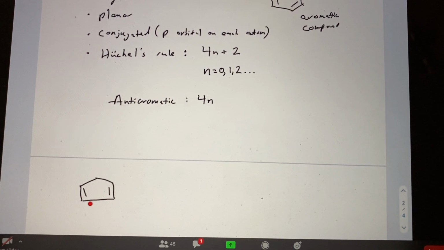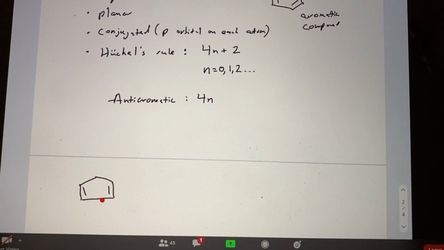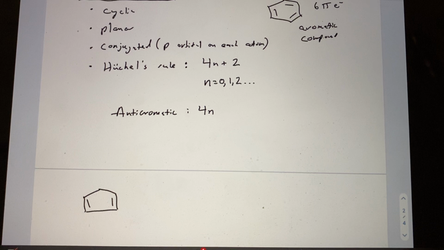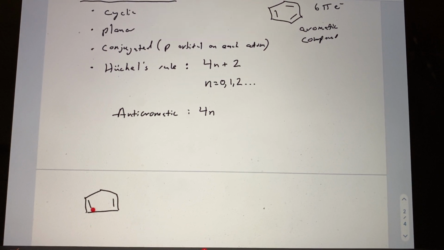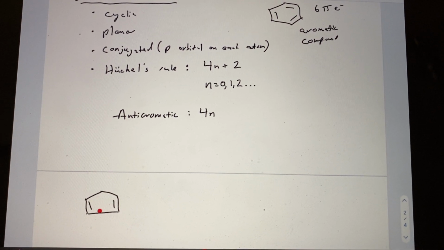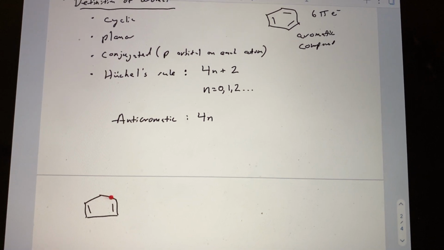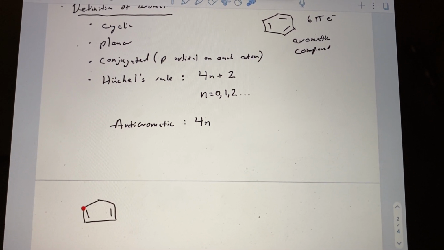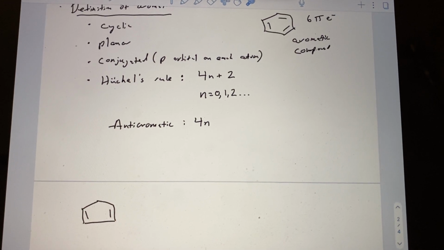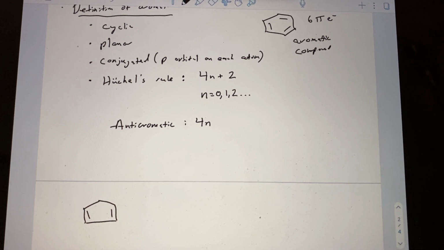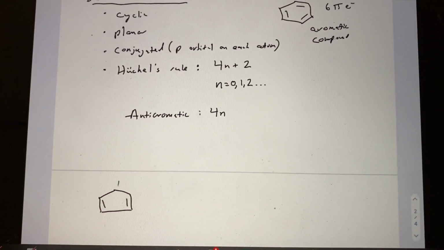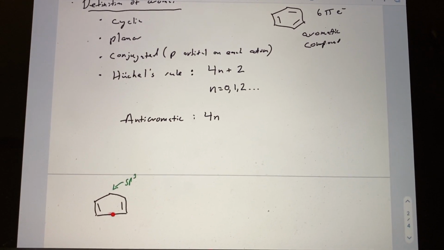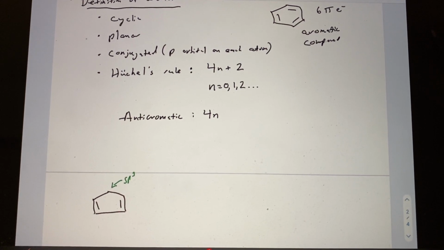So if we were to look at this compound, this cyclopentadiene here, we'll assume it's cyclic. Actually, I don't think we have to assume it's cyclic, and you can see that here. Is it planar? Let's say we don't know that quite yet. Is it conjugated? Here, notice these carbons are sp2 hybridized. However, this carbon here on the top is sp3 hybridized. So as a result, this compound would actually not be aromatic.